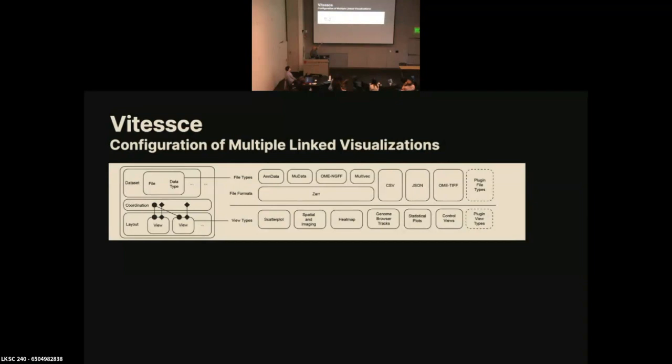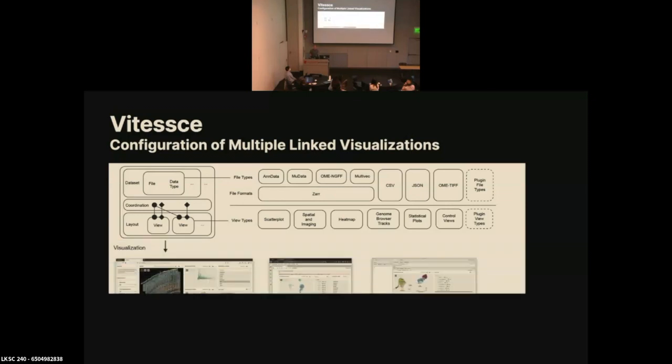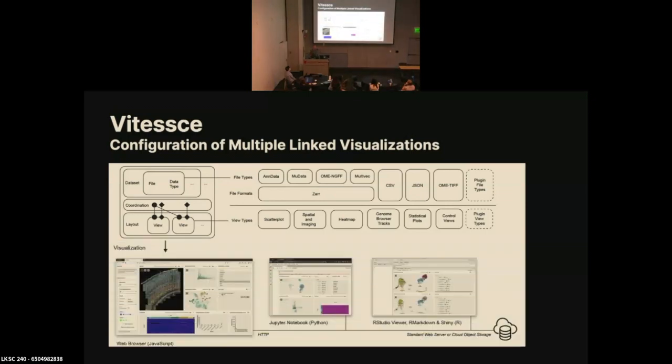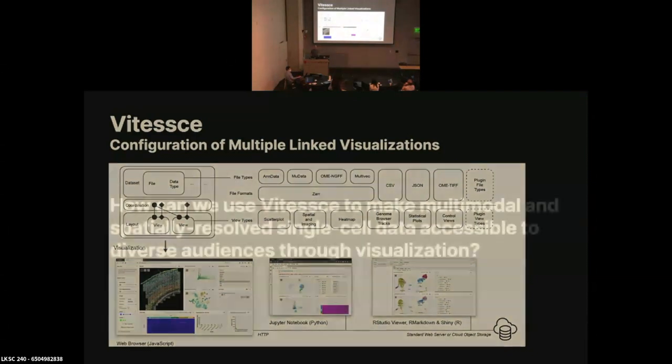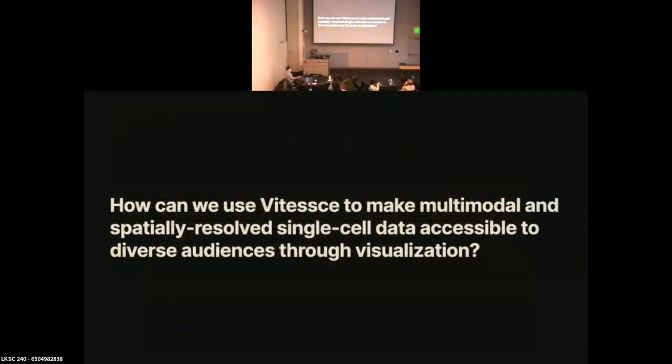So scatter plots, spatial imaging, heat map, et cetera. I've already mentioned many of them that you can embed in your visualization. And then ultimately what you get is something that looks something like that, depending on what your needs are. All right, and so I just want to show you a few examples.